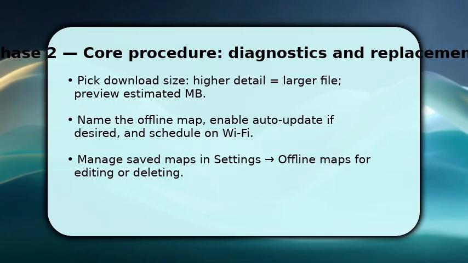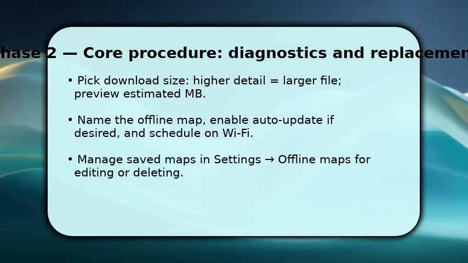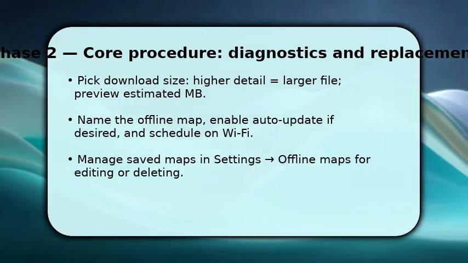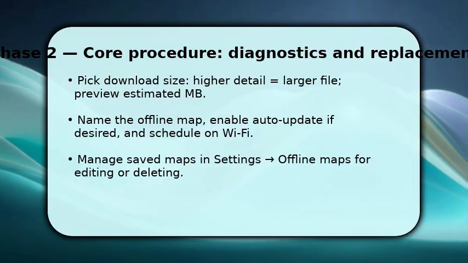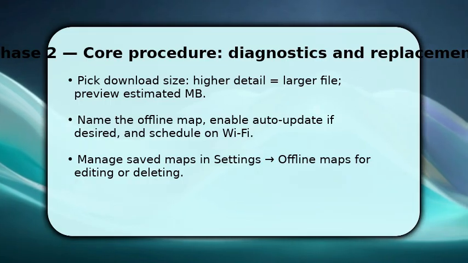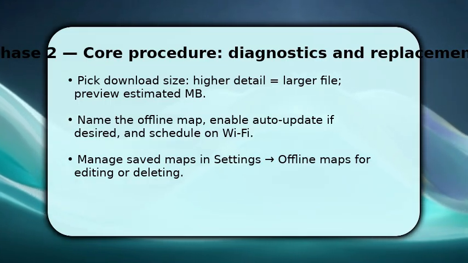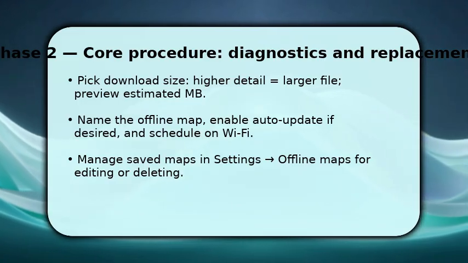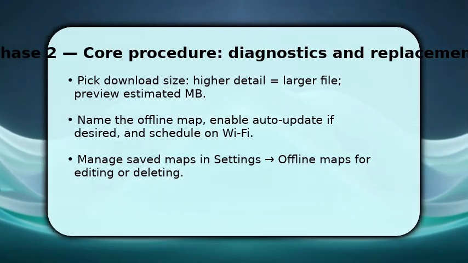After selecting area, name the offline map so you can find it quickly, and toggle Auto Update if you want fresh data. Make sure Auto Update is set to Wi-Fi to save mobile data. Then check Settings, right arrow Offline Maps to confirm progress, edit boundaries, or delete old maps once you no longer need them. Use the downloaded map by opening Google Maps while offline.